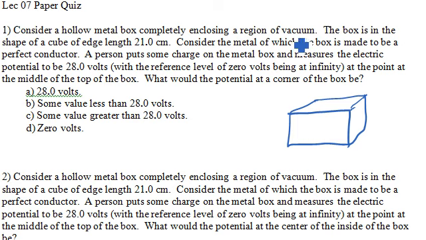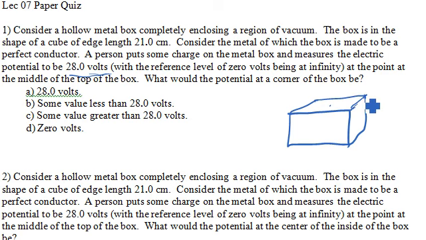Completely enclosing a region of vacuum, so absolutely nothing inside the box. The box is in the shape of a cube of this size. Consider the metal to be a perfect conductor. The person puts some charge on the box. So they charge the box, and then they measure the electric potential to be 28 volts relative to 0 volts at infinity. At this point right here, and what would the potential at the corner of the box be?